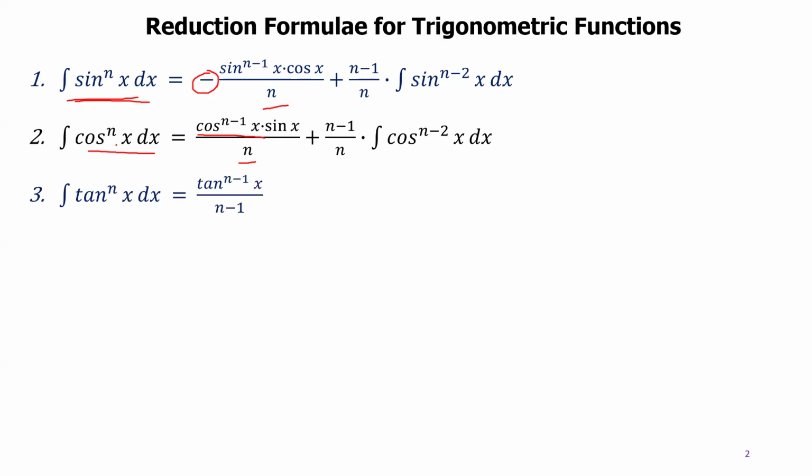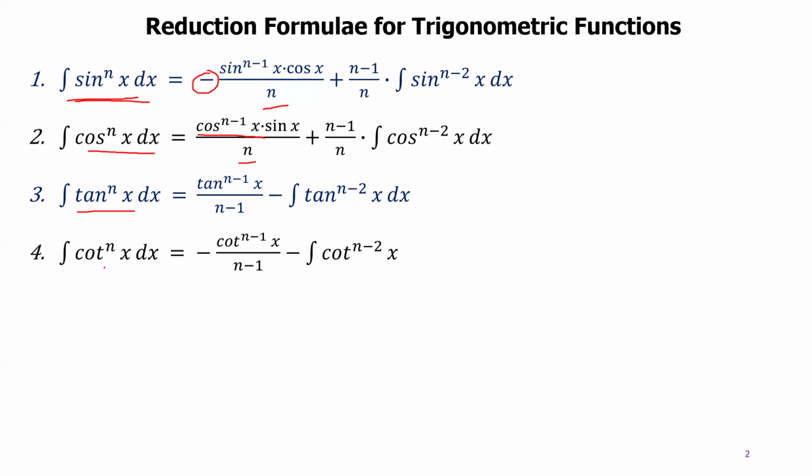The third reduction formula is based on the tangent function. The integration of tan to the power n x dx is equal to tan to the power n minus 1 x upon n minus 1 minus the integration of tan to the power n minus 2 x dx.